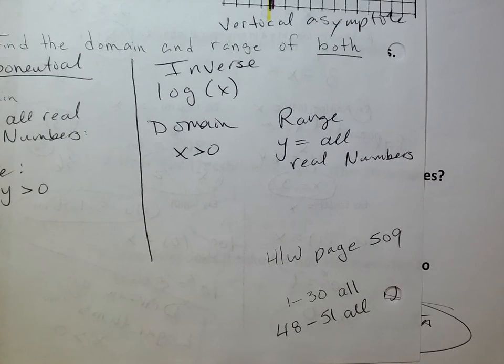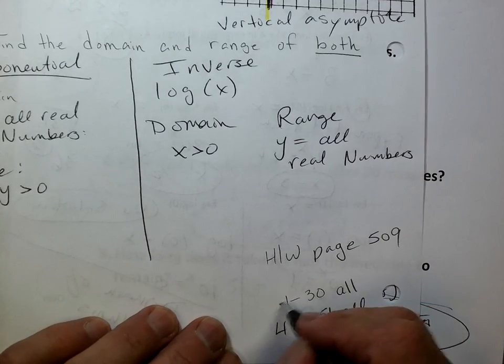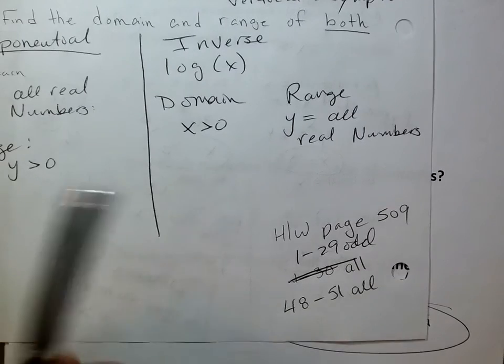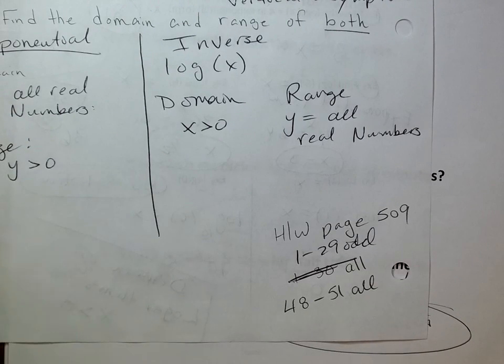Okay, so let's change this to odd. We'll go 1 to 29 odd. And we'll stop the recording.